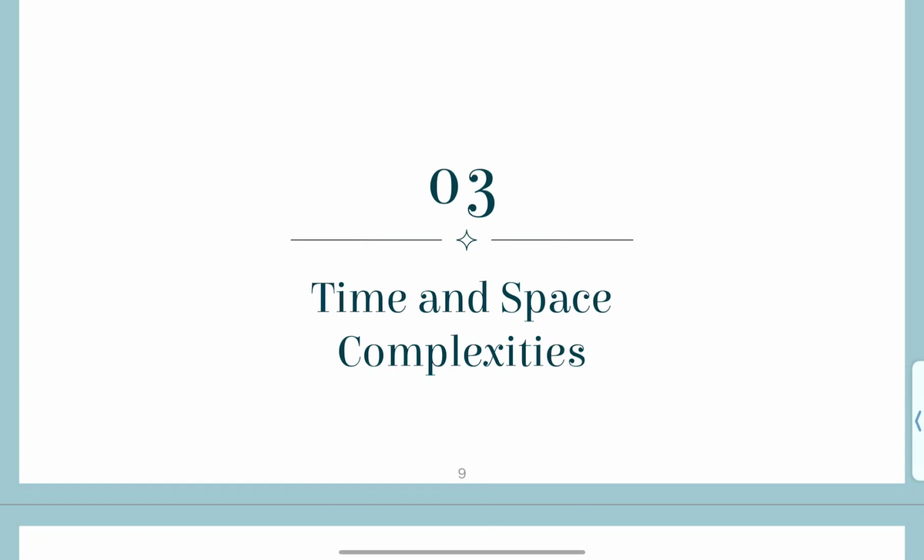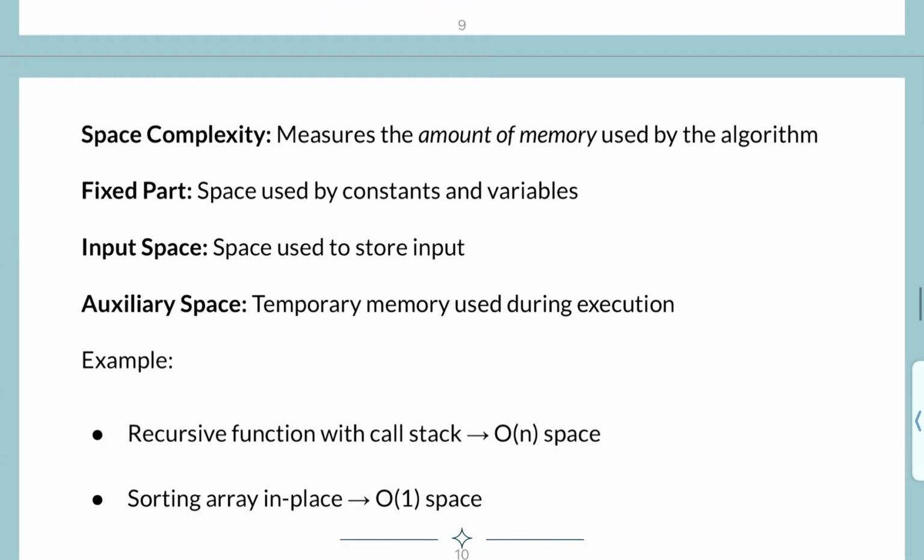Now we have the time and space complexities. As I was telling you, we would choose a proper data structure to implement a solution, and we will take 2 important factors into account to see how efficient or how optimal the solution is, and those are time and space complexities. These are very simple terms.